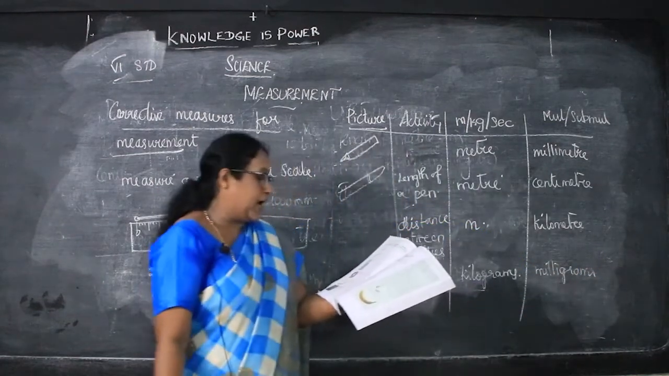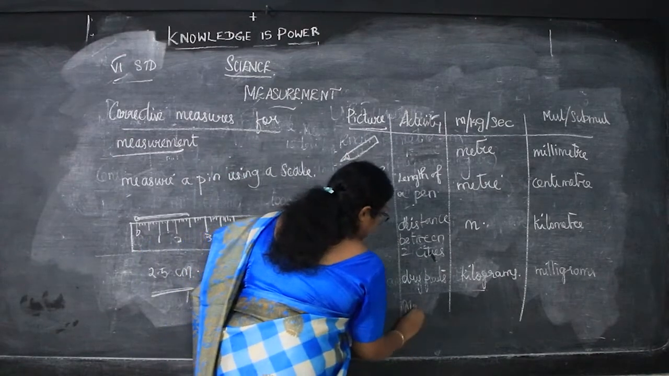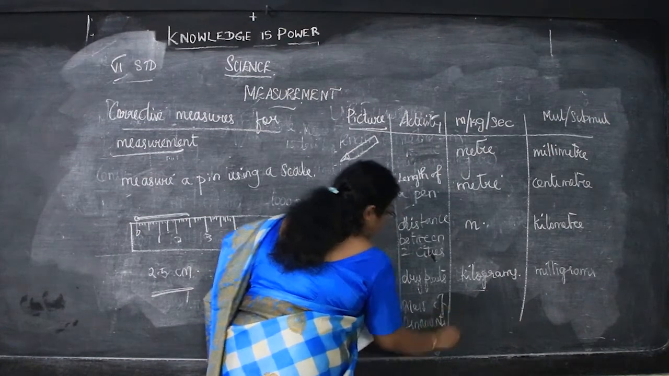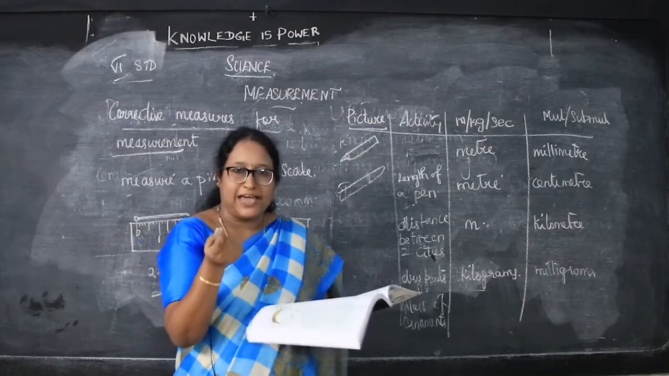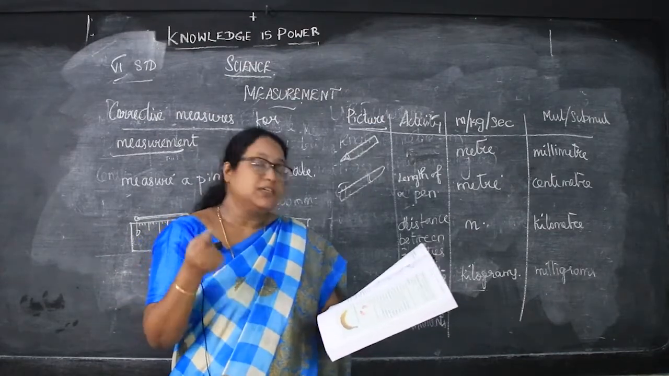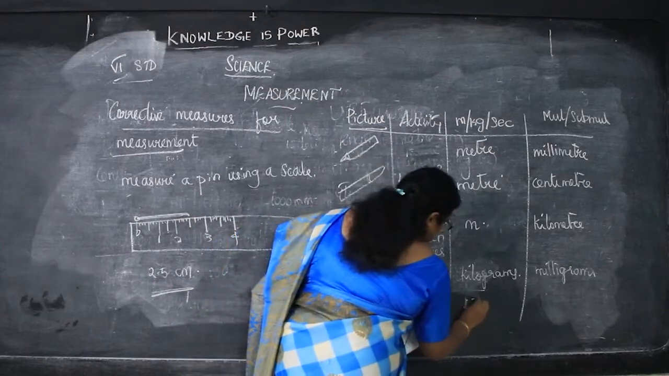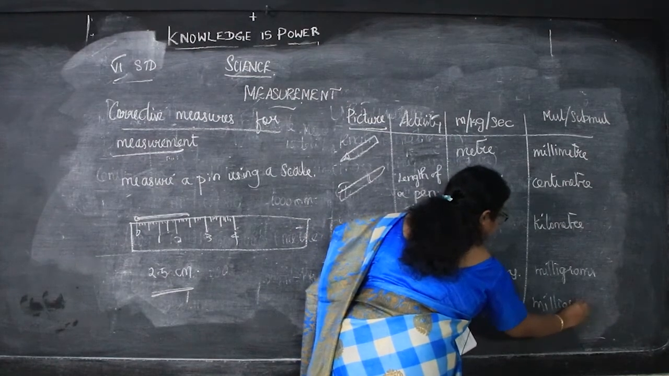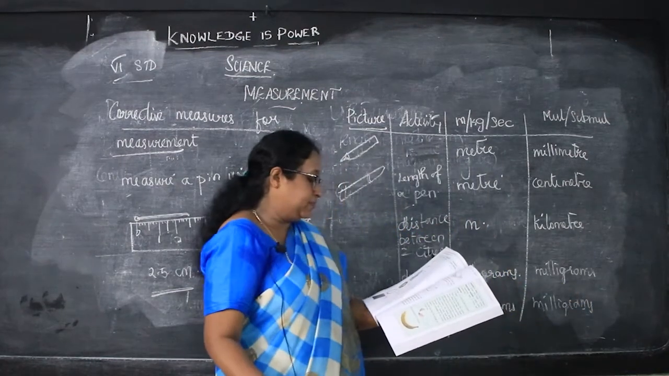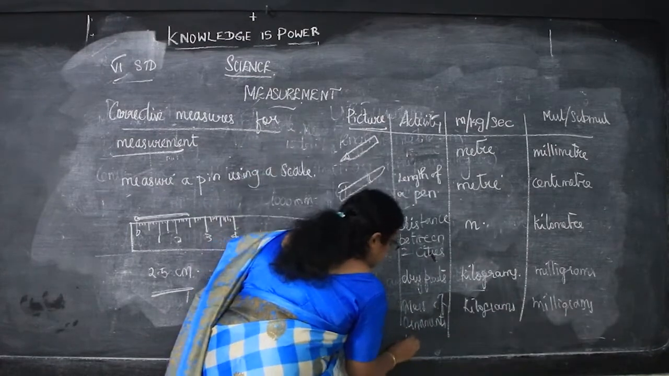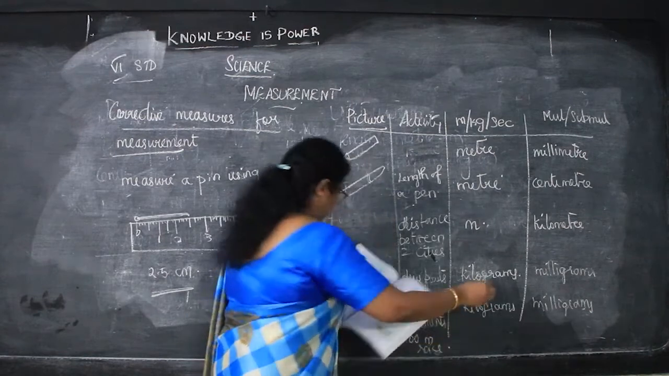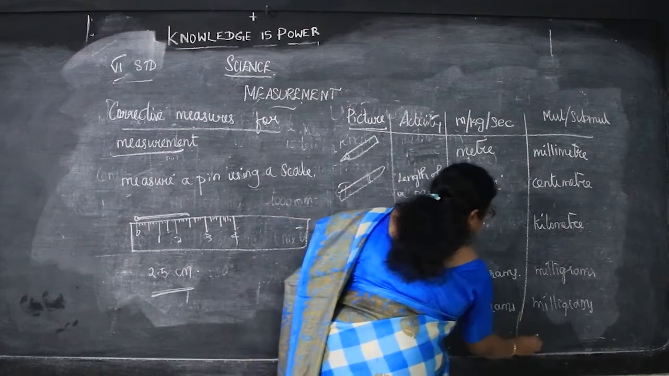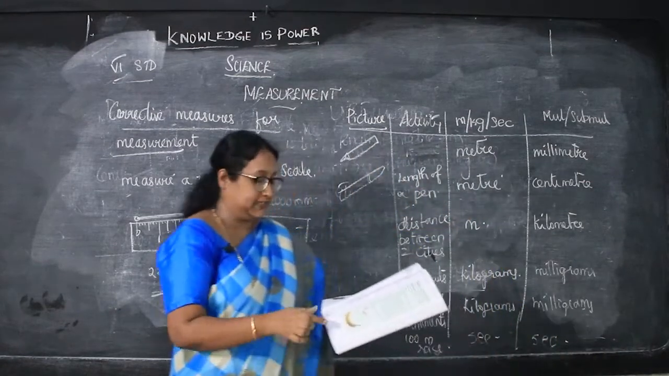So next is mass of the ornaments. What is ornaments, children? Ornaments that we wear, bangles, earrings, all this comes in the kilograms. And sub-multiples for this is milligrams. Now next, time taken to finish 100 meters race. How many? 100 meters race. Now we are saying this in the seconds. So this is seconds. Multiples and sub-multiples is also seconds.